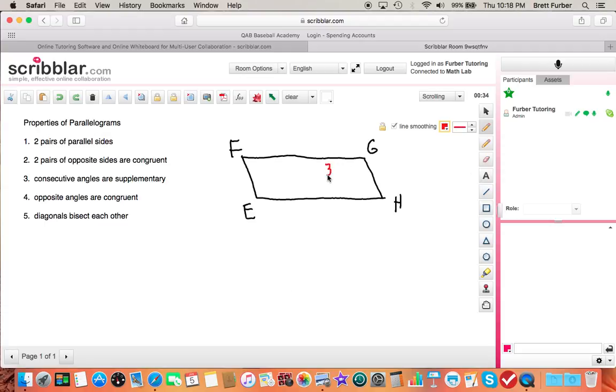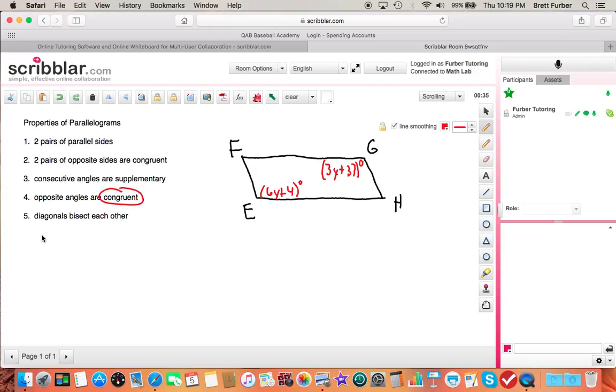The information given is that angle G is 3y plus 37, and that's degrees, so that gives you a clue that we're dealing with angles. And angle E is 6y plus 4, and again it says degrees. So we're dealing with angles. Well, the only properties that deal with angles are number 3 and number 4. Are E and G consecutive angles or opposite angles? Well, they're opposite. They're across from each other. So opposite angles are congruent. So again, I'm going to set them congruent.